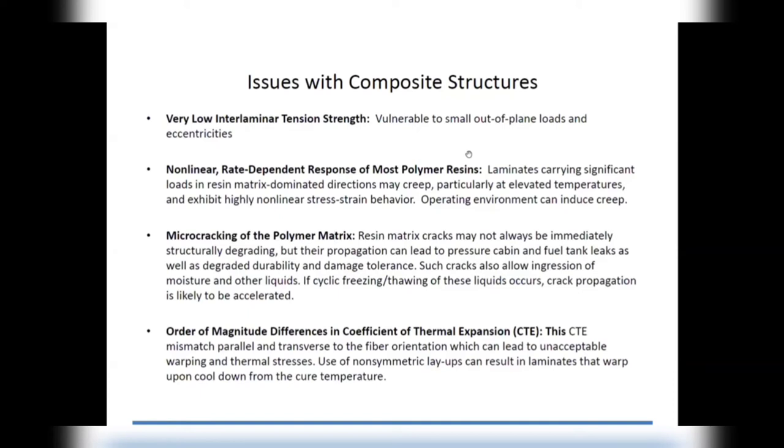The order of magnitude differences in the coefficient of thermal expansion can be quite problematic. One of the issues is that if you're attaching the composite to a metal, for example, the composite will have a lower coefficient of thermal expansion compared to the metal. And if these two things are bonded together, the materials could deform at different rates. As a consequence, it could cause a potential catastrophic failure of the bond line.